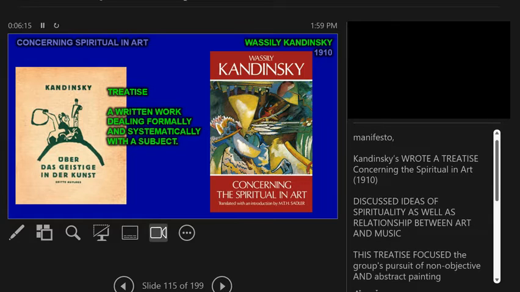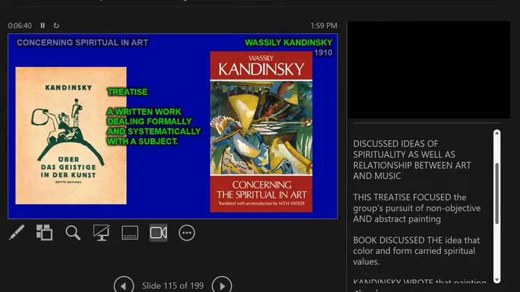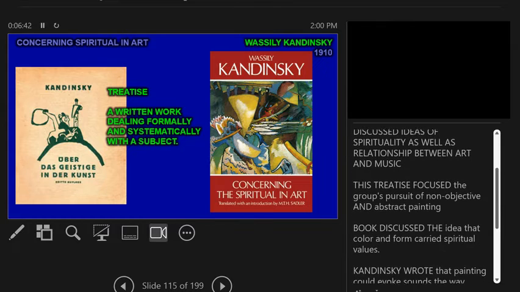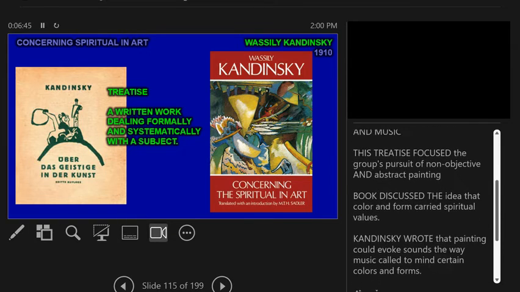So he wrote a treatise, and the treatise is different than a manifesto. A manifesto is rather short, and it just expresses the goals. But a treatise is a much more elaborate and long written explanation and exploration of the group's purposes and goals. So in this book, he discussed the ideas of spirituality as well as the relationship between art and music.